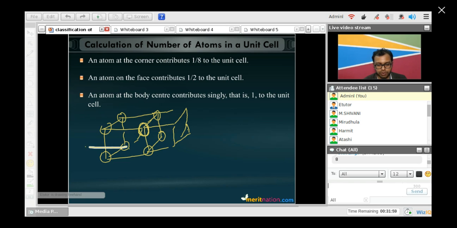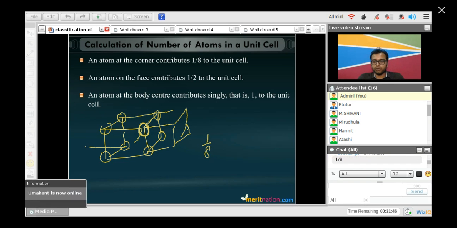So that's why you can say the contribution of this atom in one cube is how much? That is equal to 1 by 8. So always the atom at the corner will contribute 1 by 8 to the unit cell, right? And an atom on the face contributes 1 by 2 to the unit cell.